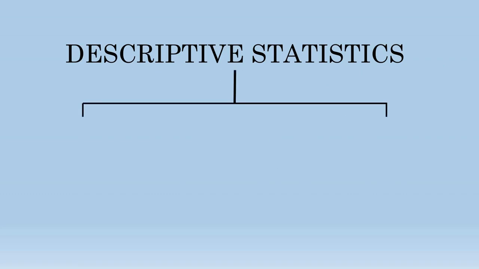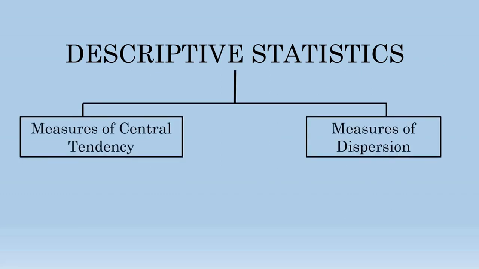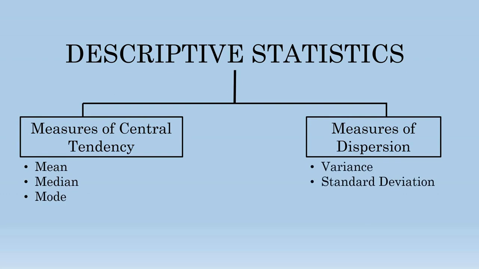As we already discussed earlier, descriptive statistics have two major divisions, measures of central tendency and measures of dispersion, under which various measures are calculated. In this video, we will be covering some of them for both the cases. As for measures of central tendency, we are covering mean, median, mode, and under the measures of dispersion, we are covering variance and standard deviation.